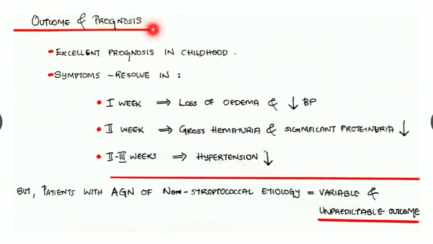Regarding the outcomes and prognosis, there is an excellent prognosis in childhood. Many symptoms resolve: in the first week there is loss of edema and reduction of blood pressure. In the second week, gross hematuria and significant proteinuria decrease, and in 2 to 3 weeks the hypertension is relieved. But in patients with acute glomerulonephritis of non-streptococcal etiology, the results and prognosis are variable and the outcome is unpredictable.